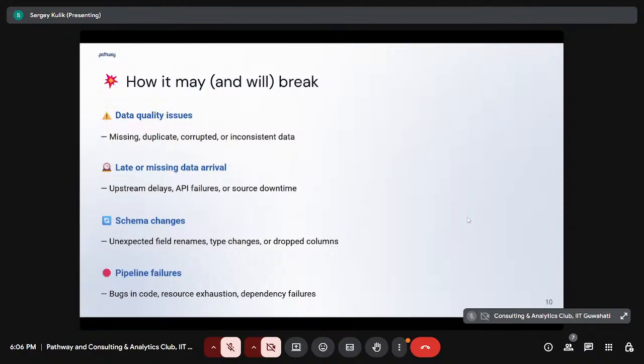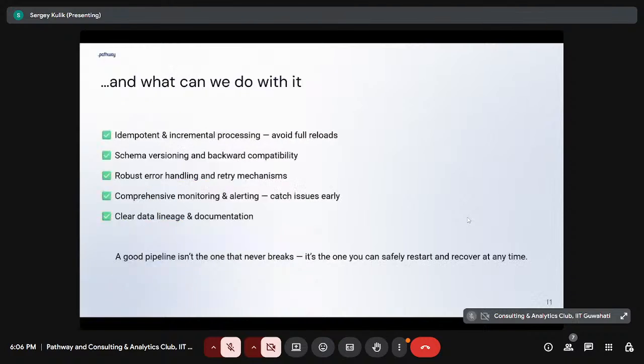And of course, there are pipeline failures. It's not only external systems that may fail, it can also be us, because we can have bugs in code, we can have resource exhaustion, because our ETL or ELT job needs to run somewhere. It runs on a server, and the resources of the server can be exhausted, or some dependencies of our code, dependency libraries, may fail. And now we know all of that, and we need to do something to prevent it.